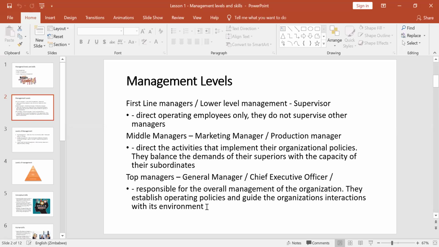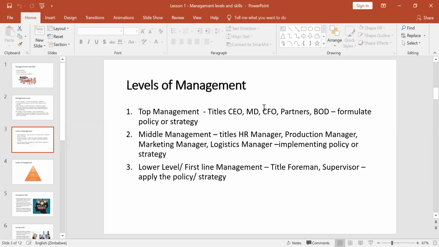So depending on the size, they are not fixed. Then the titles that we normally get. Top management, we have the titles of CEO, the Chief Executive Officer, we have the Managing Director, we have the Chief Financial Officer. It can be partners, like in a law firm, the highest management are partners. They are called partners. You can have the Board of Directors.